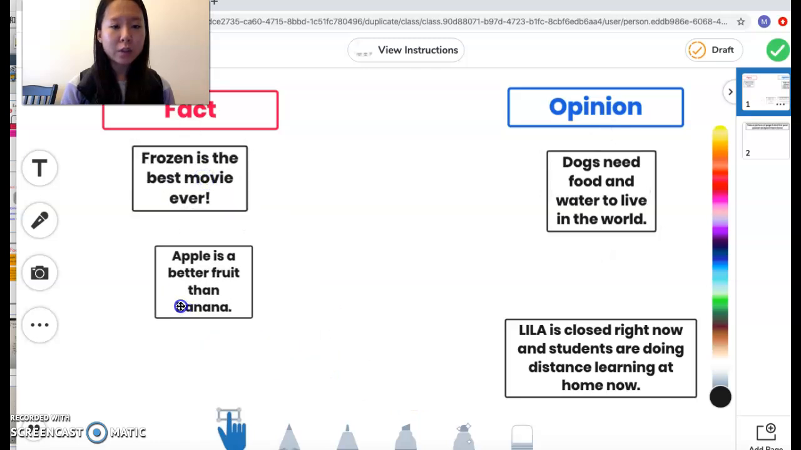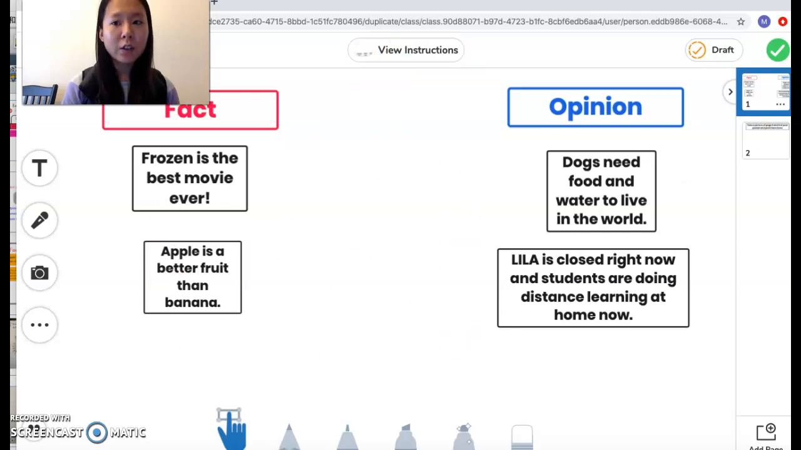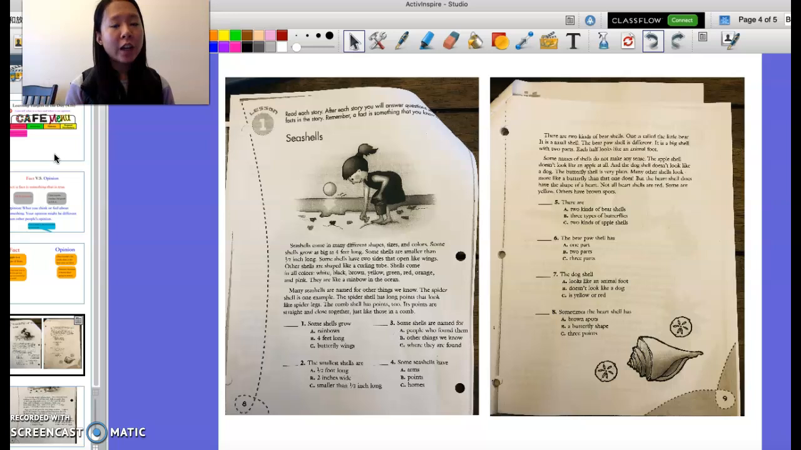So for example, if you're done sorting all of them, so this is, I'm not saying this is right, okay? So this is just an example, okay? And then after that, you're gonna click the green arrow. All right, and after that, there is also another assignment. They're both under the same assignment, but there are 2 pages you need to do, okay?